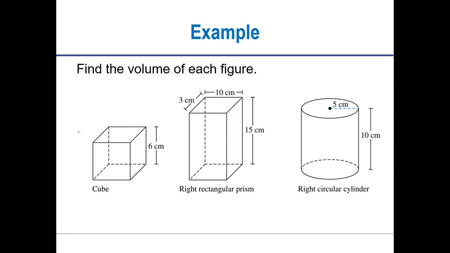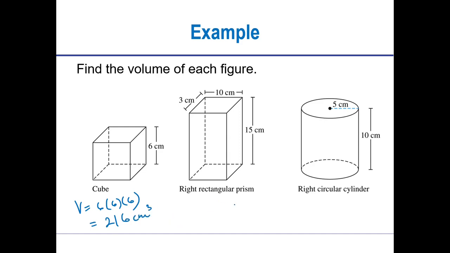In the first example, we have a cube, and so we know the length, the width, and the height of this cube must be 6 centimeters. The volume of this cube is equal to 6 times 6 times 6. Multiplying this all out, we get 216 cubic centimeters.